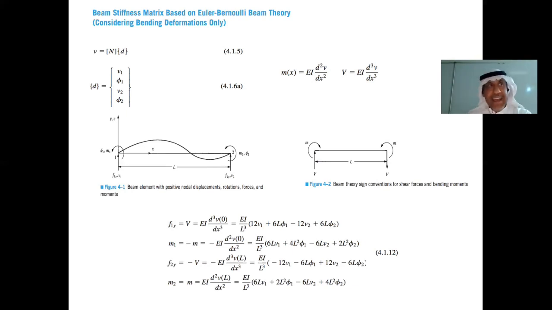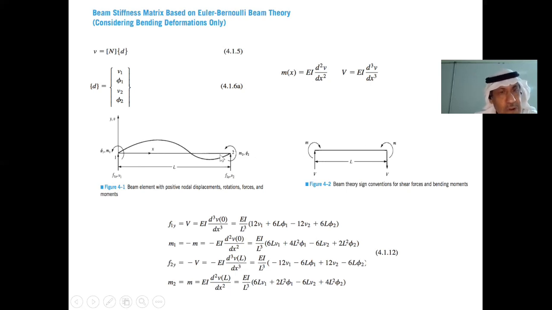Okay. Now look here. Do you know this relationship here? V equal N times D. Okay, what is D? D is V1, P1, V2. What is N? Already you know N1, N2, N3. Have you seen these two relationships, M and V? Yes, right? Have you seen these two graphs? You see, this one is the finite element, and this one is the beam theory and the sign convention for beam theory.